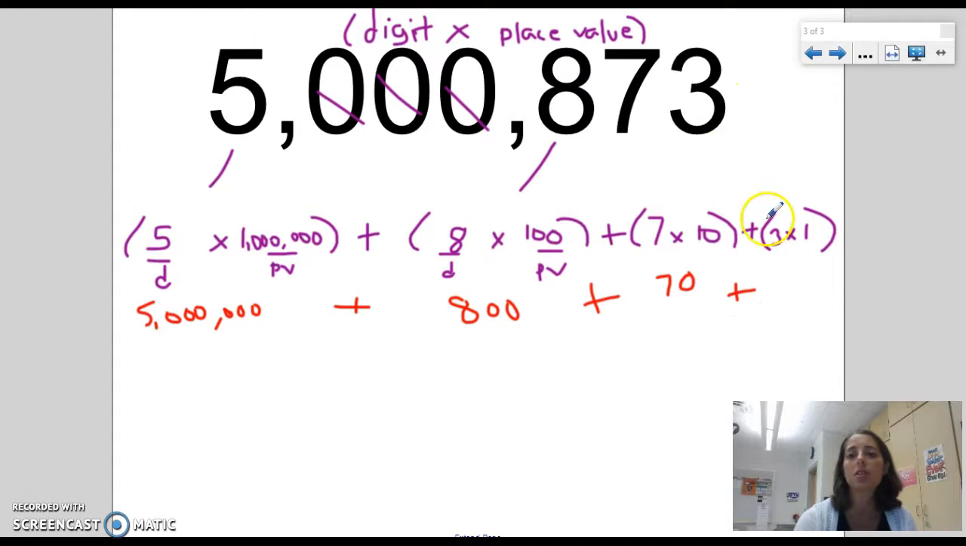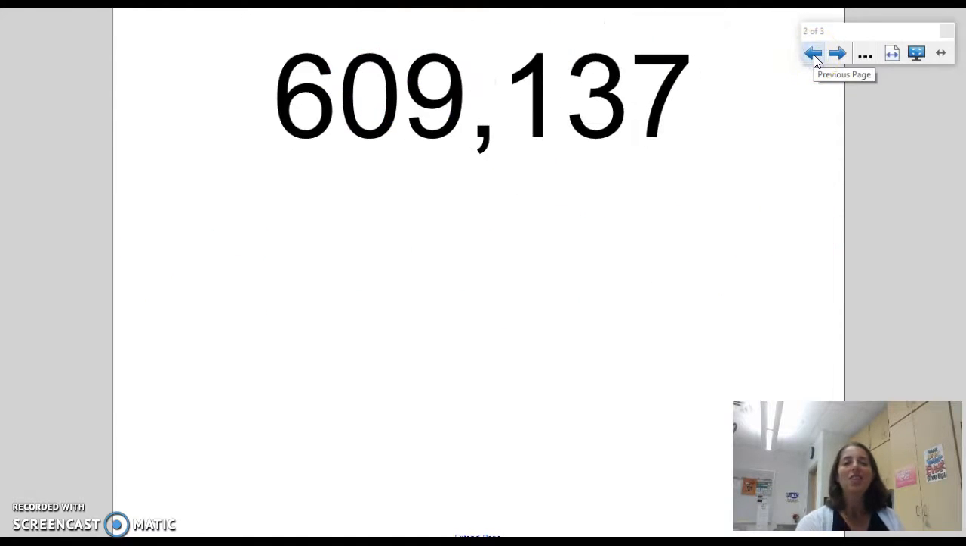And then, of course, this 3 in old school is worth 3. So 3 times 1 is 3. You can see the direct connection between new school, which is in purple, and old school, which is in, what is that color? Red. Okay, so let's look at another one here.